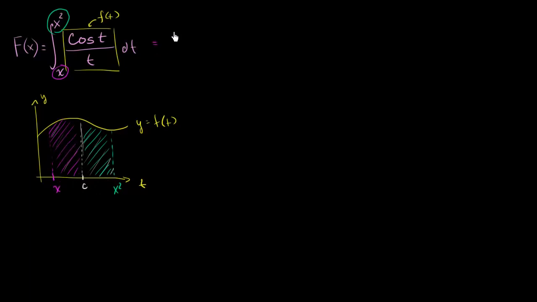The purple area we can show as the definite integral from x to c of cosine t over t dt. And then to that, we're going to add the green area, and then we'll get the original area. For the green area, our lower bound of integration is now our constant c, and our upper bound of integration is x squared, of cosine t over t dt. And this is a form where, if we know how to apply the chain rule, we can apply the fundamental theorem of calculus.